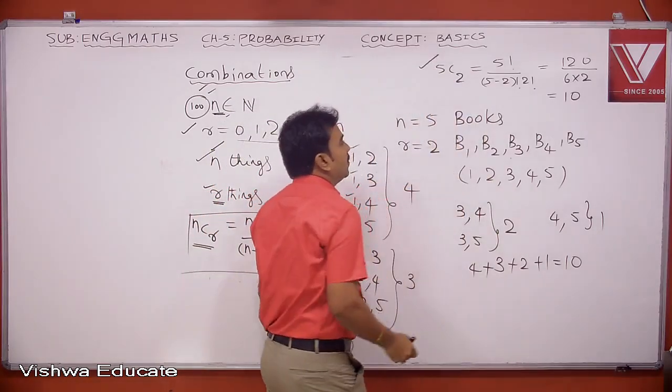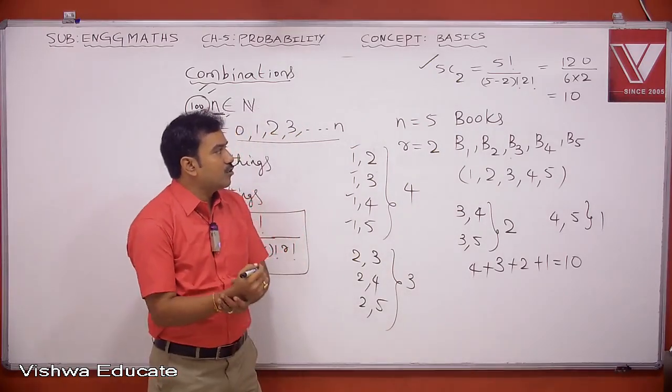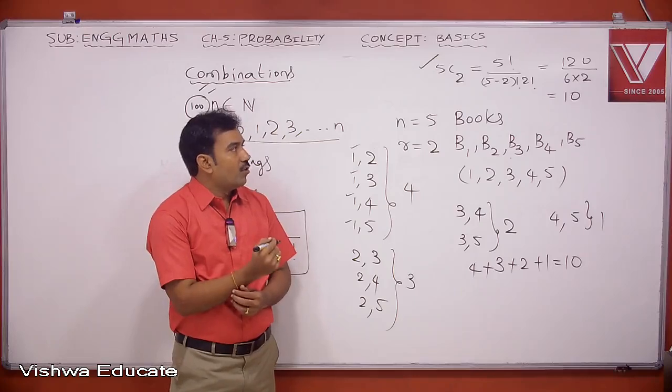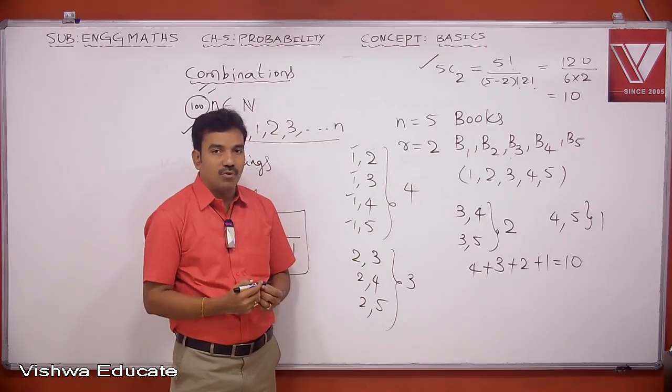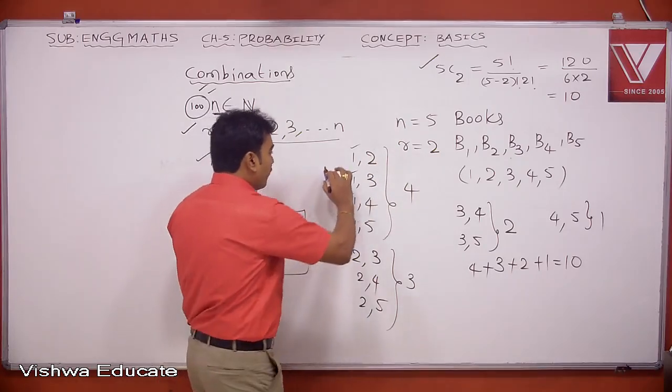5C2 is equal to 5 factorial by (5 minus 2) factorial into 2 factorial. That is equal to 120 by 6 into 2, that is equal to 10. That is the easy way to represent it, and this is the manual way of representation.